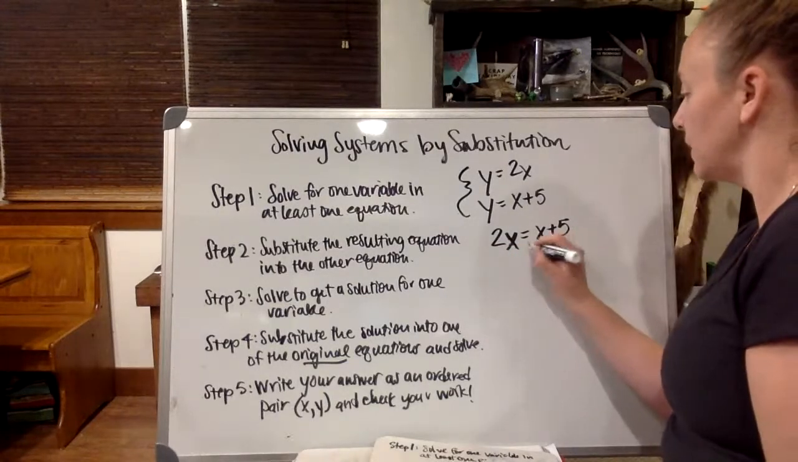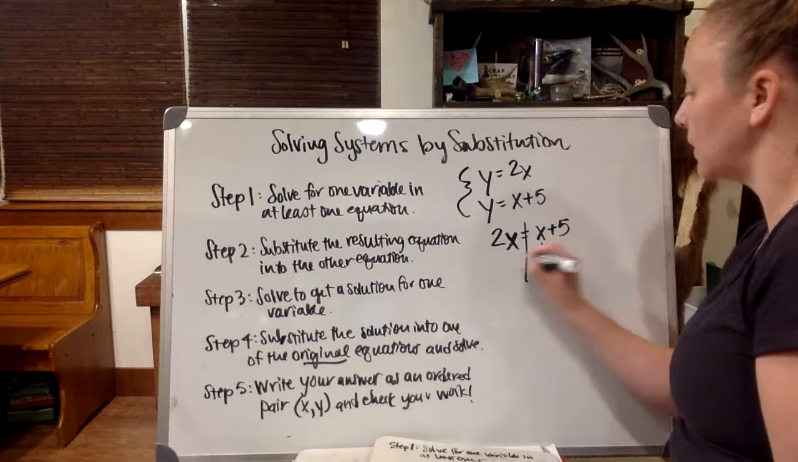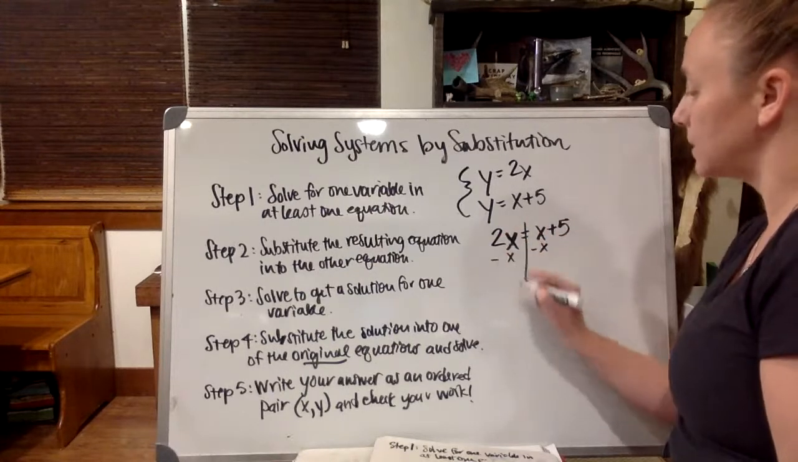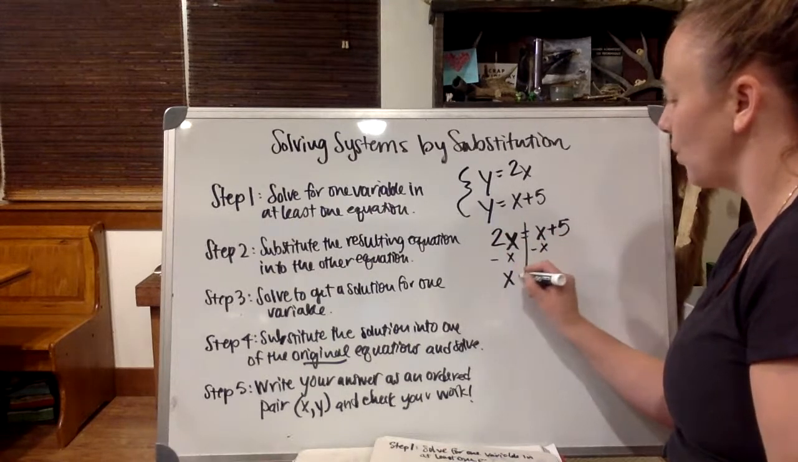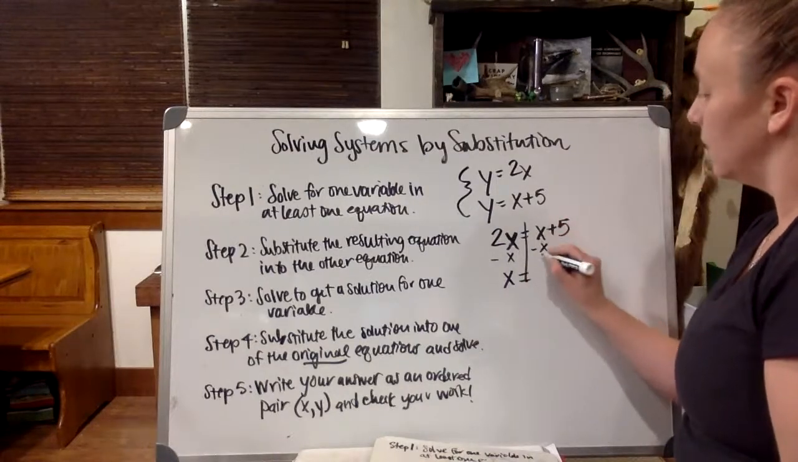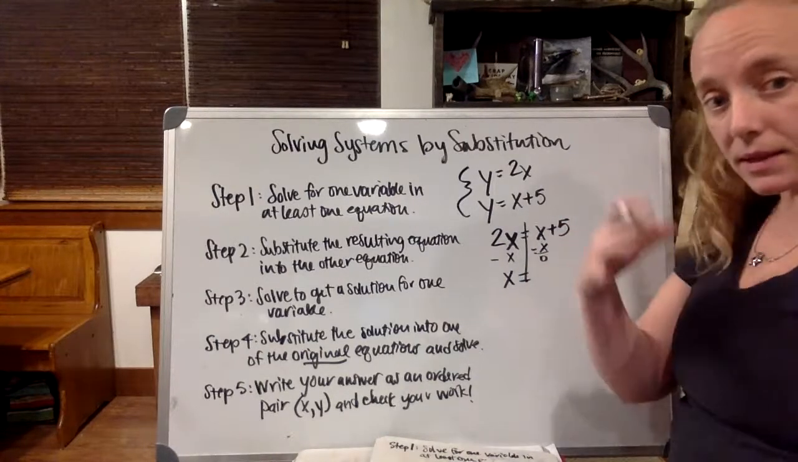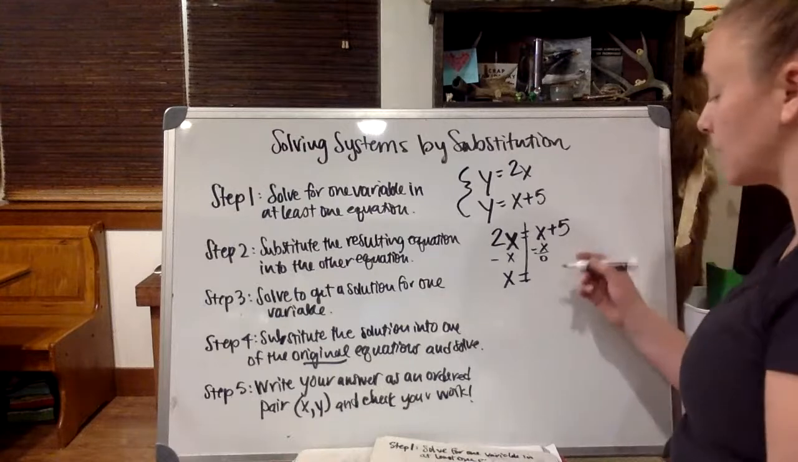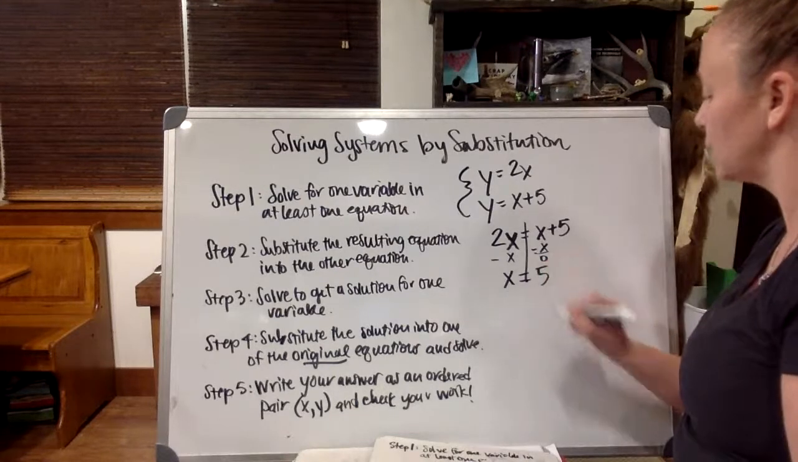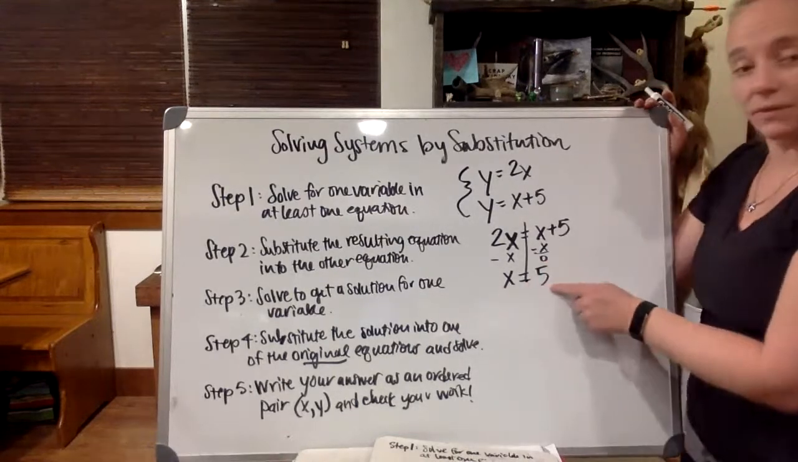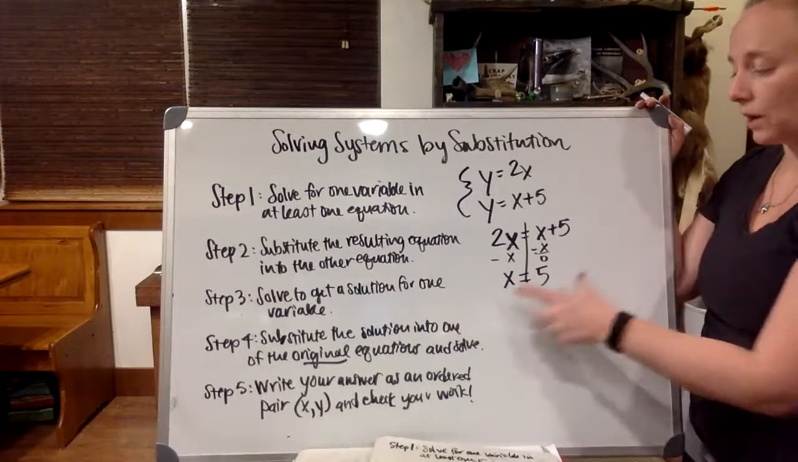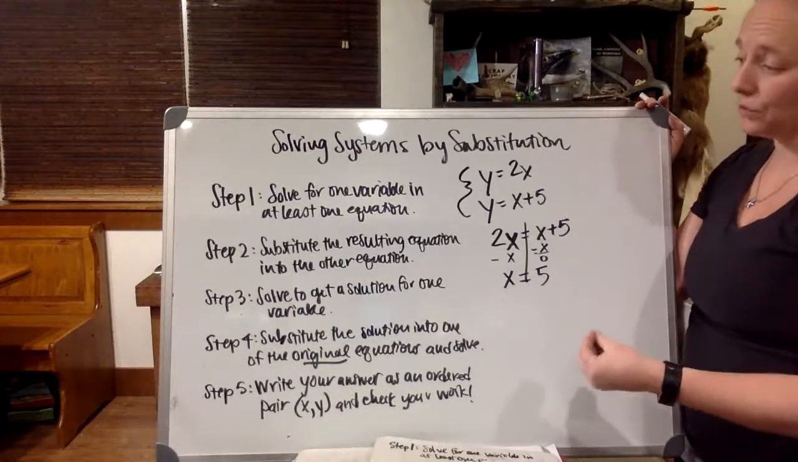So I'm going to solve by saying, okay, subtract x from both sides. 2x minus x, I get a single x left over. This disappears into 0 x's. I mean, it doesn't disappear, but 0 x's I don't need to write down. I don't need to acknowledge that. I get x is equal to 5. 5 is the only thing that's left over. So I now have solved for one of these 2 variables.